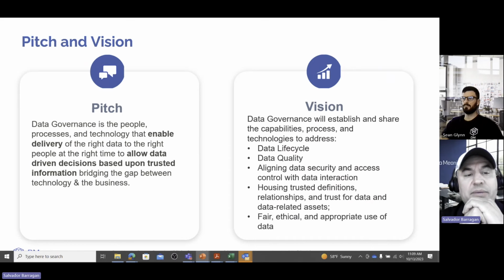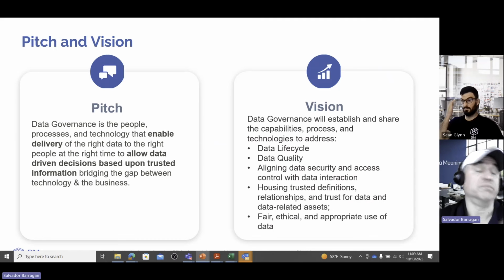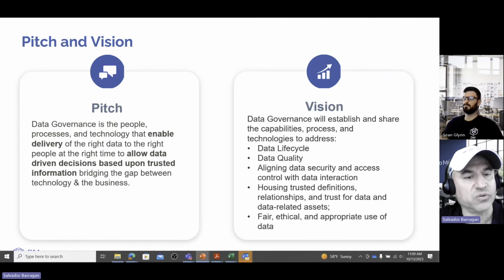So a common definition, sometimes we talk about data, is data governance is the people, the process, and technology. You've heard that before, that enable delivery of the right data to the right people at the right time to allow data driven decisions based upon trusted information. So that is a common definition you'll hear about data governance, how it's defined. But every pitch can be slightly different, or completely different for that matter. It really depends on your organization and what the goals of your organization are. But that's an example of what a pitch would look like. It's a classical definition of data governance.